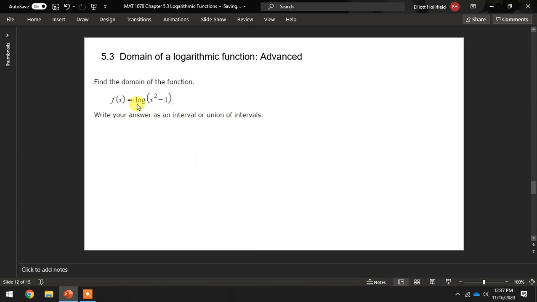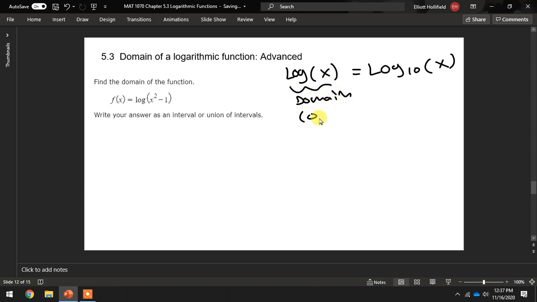Let's try another example. Here we have the log base 10 here. Whenever you see a log and there's no number written here, we think of this as the log base 10. Here again, the domain of log is 0 to positive infinity, so now we need x squared minus 1 to be strictly positive, which means that x squared has to be bigger than 1, and thus x has to be, there's going to be two cases here.